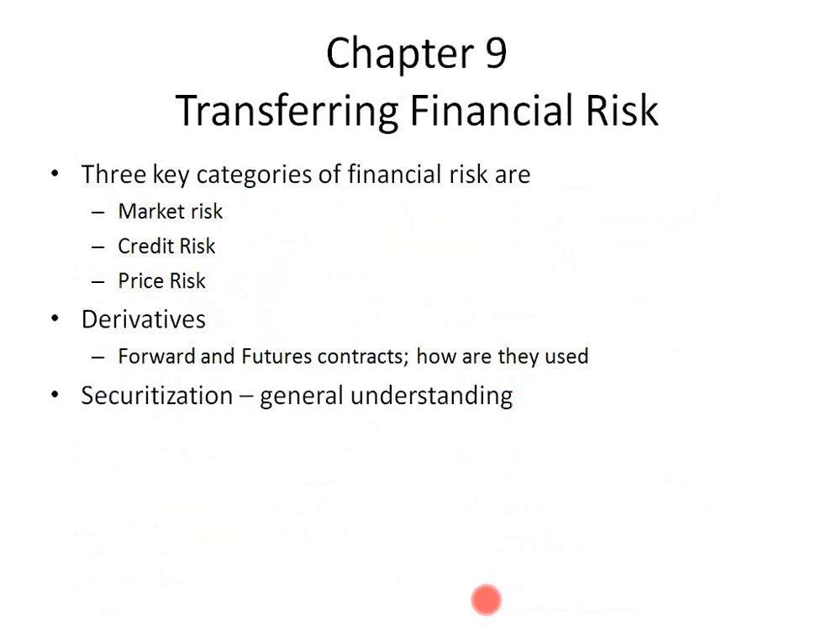Chapter 9. We talked about transferred financial risk. This is when we started talking about derivatives and securitization. The key elements you're going to want to focus on are the categories of financial risk, which are market risk, credit risk, and price risk. And if you remember, since it was only a couple weeks ago, credit risk is the ability, are people going to pay you back? You extended them credit, are they going to pay you back?